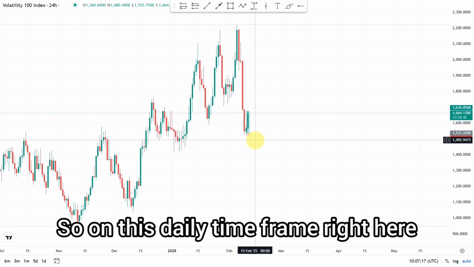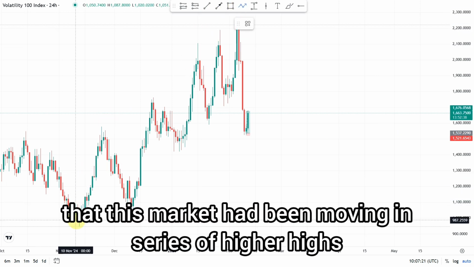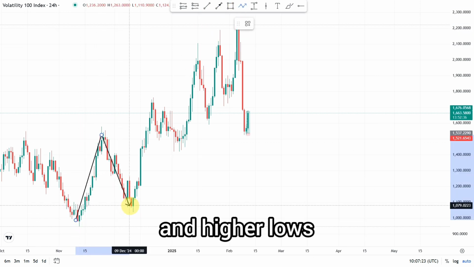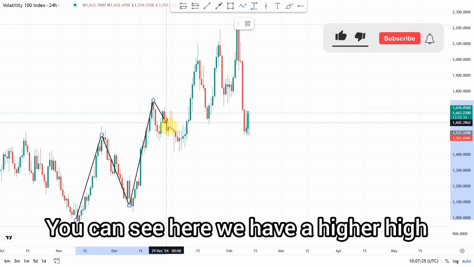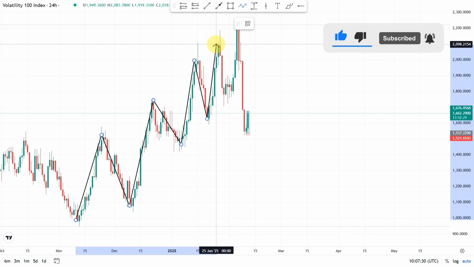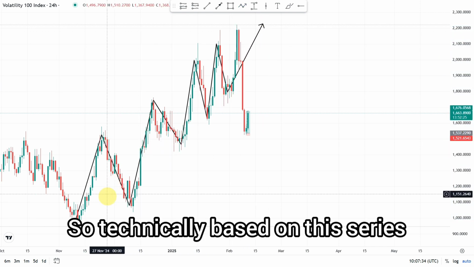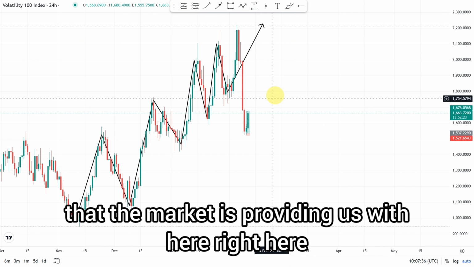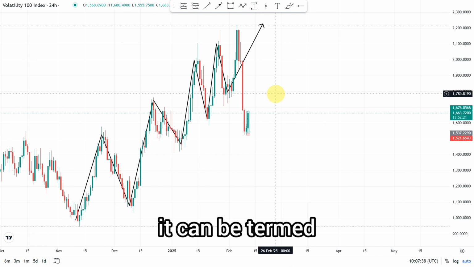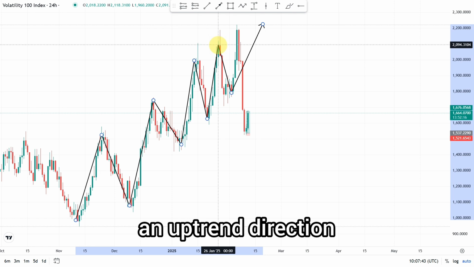So on this daily time frame right here, the information that we can see is that this market had been moving in series of higher highs and higher lows. You can see here we have a higher high, higher low, higher high, higher low, higher high, higher low, higher high. So technically based on this series that the market is providing us with, it can be termed that this market is moving in an uptrend direction.